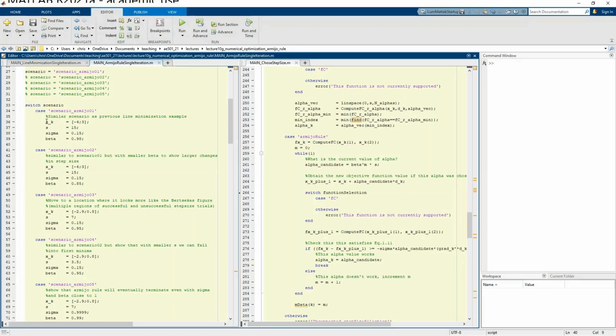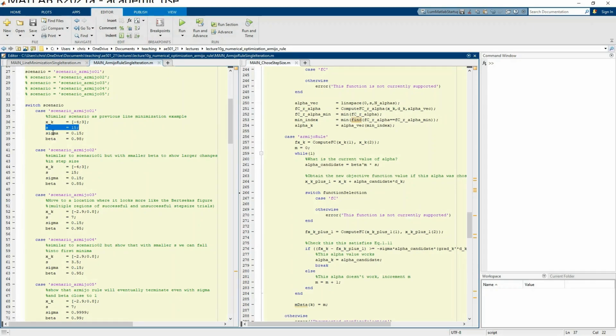And again, let's use the exact same scenario that we did when we previously examined the line minimization technique for choosing the step size. So for this first scenario, we're going to choose the exact same starting location. And now let's choose an S of 15. Remember, that's our initial maximum step size that we're going to consider. And again, we'll choose reasonable values for sigma and beta.